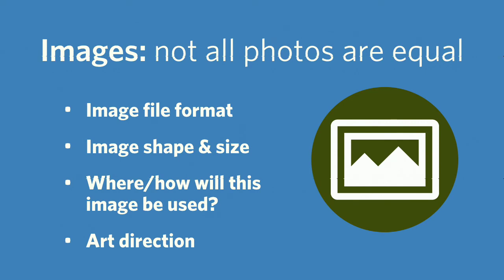So under images, we've got image file format. And this is again something that in Drupal, the default tells you which the allowed things are, like PNGs, JPEGs, etc. Depending on how expert your authors are working with images, they might need a little more information than that. They might need to know they need to go export something from Photoshop and use the save to web file or whatever the process is. Things like image shape and size, if you want people to upload something that has a particular aspect ratio, you should tell them, because otherwise it's going to get auto-cropped and it will always look terrible. Where and how the image will be used is a really helpful thing to tell people.